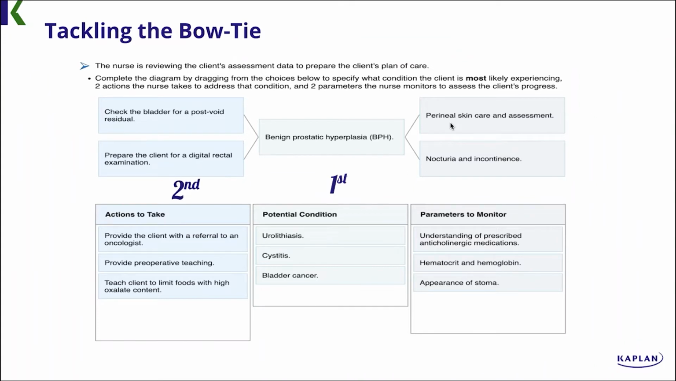Second, now focus on the left side, the actions. Generate solutions and choose the 2 actions this client needs for the condition you have identified. Drag those 2 actions up to the spaces above the answer choices.